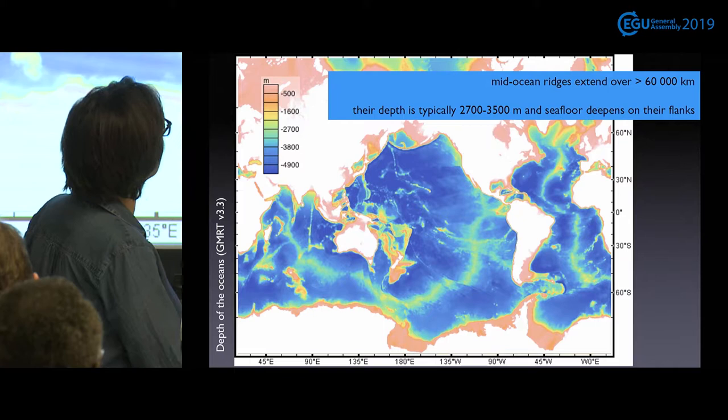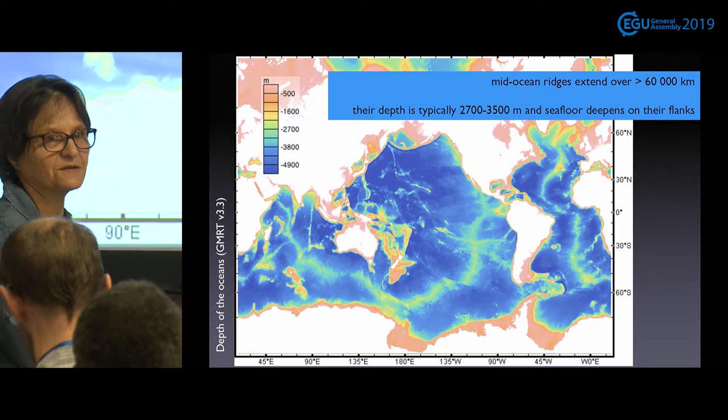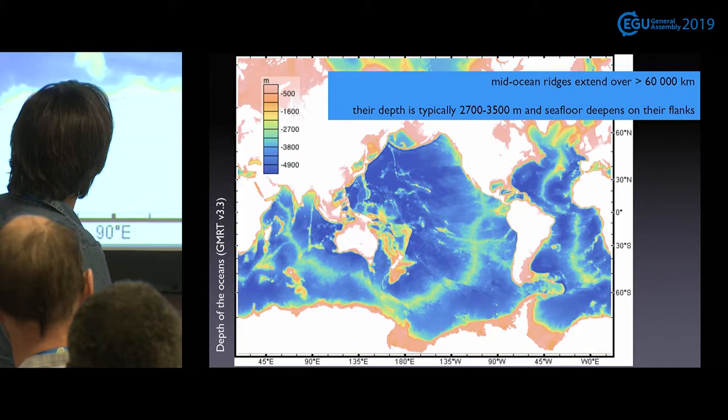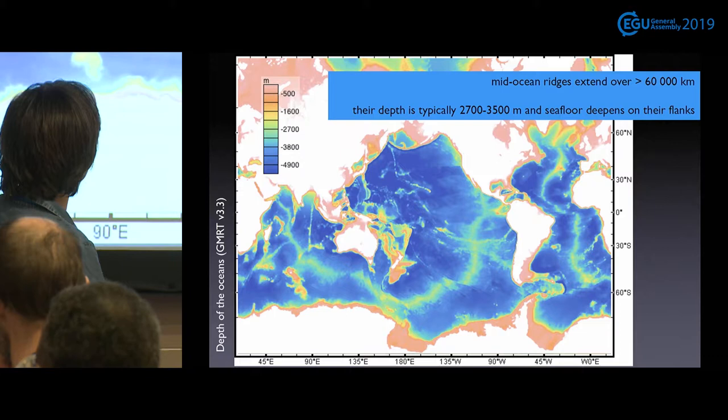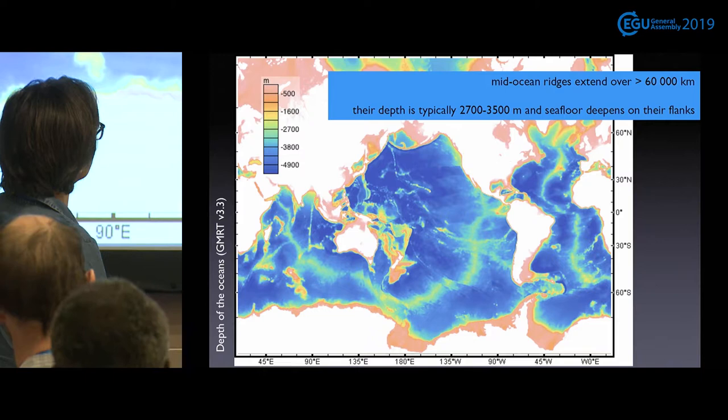Another number that's useful is that they extend over more than 60,000 kilometers. They extend actually over more if you count the small ones that I'm not going to talk about that are in what we call the back arc basins. Behind some subductions, you've got some oceanic opening, and you've got ridges there. But the large ridges cover 60,000 kilometers.